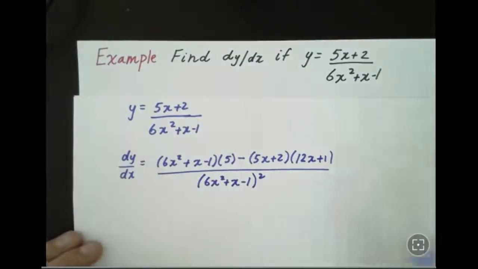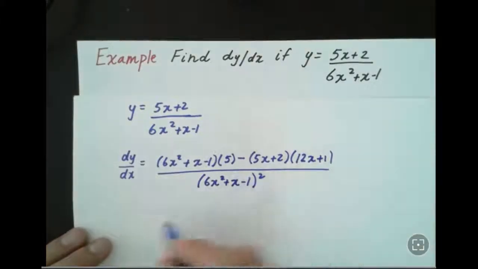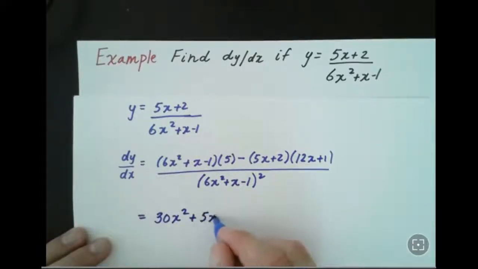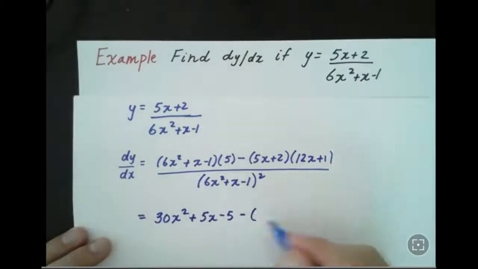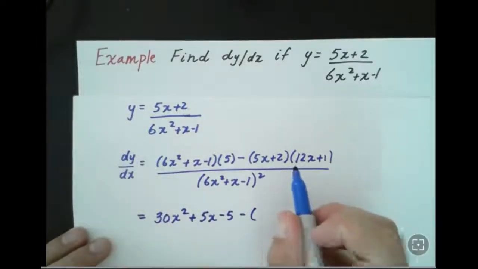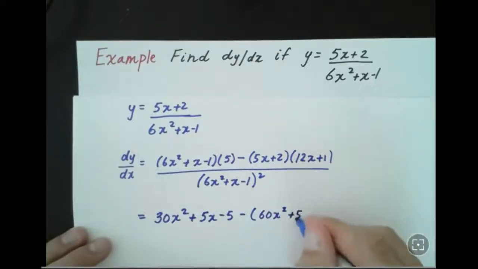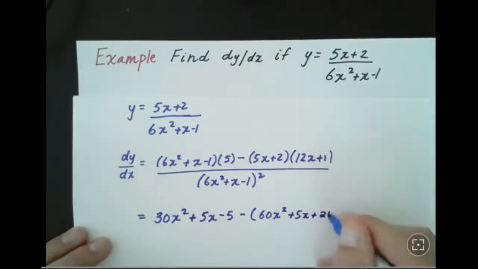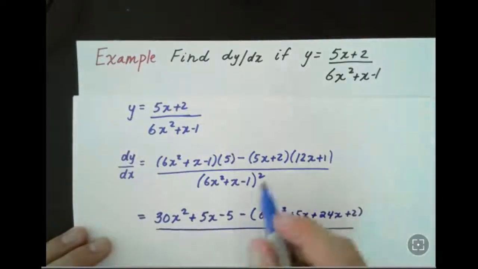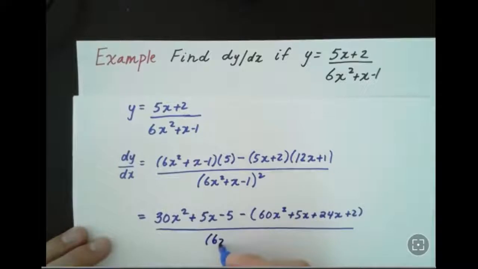So could you leave it like this? Yes, depending on the text, but we're going to go ahead and take care of the algebra here. We're going to distribute the 5, so you're left with 30x squared plus 5x minus 5 minus, and let's use the distributive property here too, which gives me 60x squared plus 5x plus 24x plus 2. Okay, so there's your distributive property, all over 6x squared plus x minus 1 squared. Again, I'm not doing anything with the denominator.